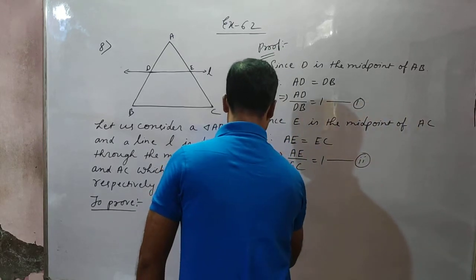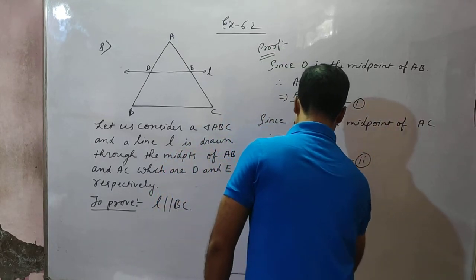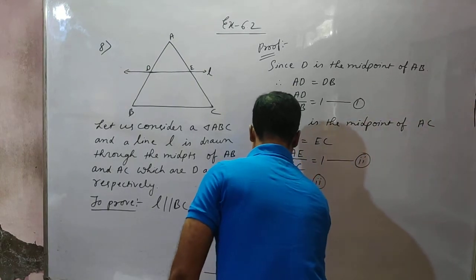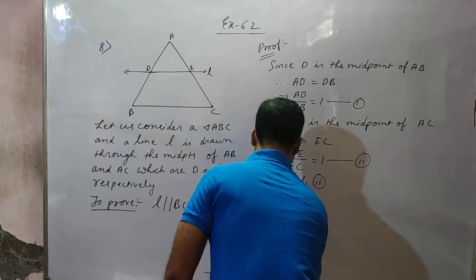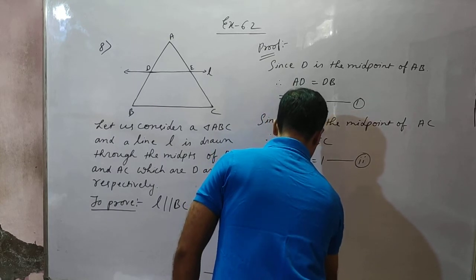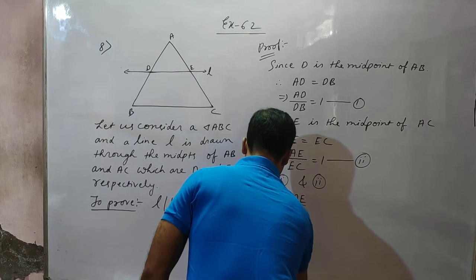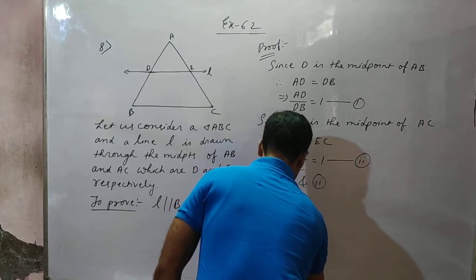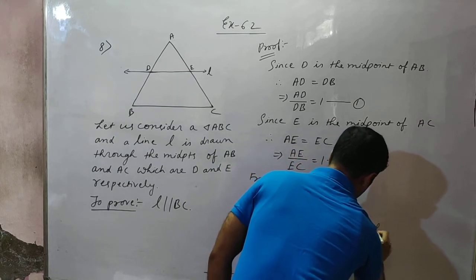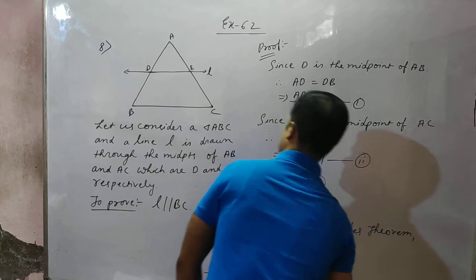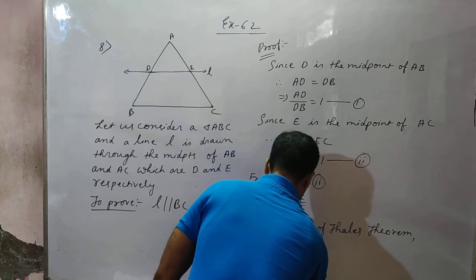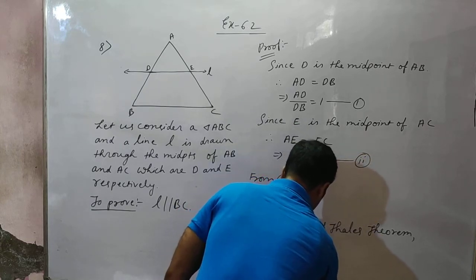So now from 1 and 2, students, here also 1 and here also 1, isn't it? So AD by DB is equal to AE by EC. Therefore, by converse of Thales theorem, DE is parallel to BC. Therefore, L is parallel to BC.